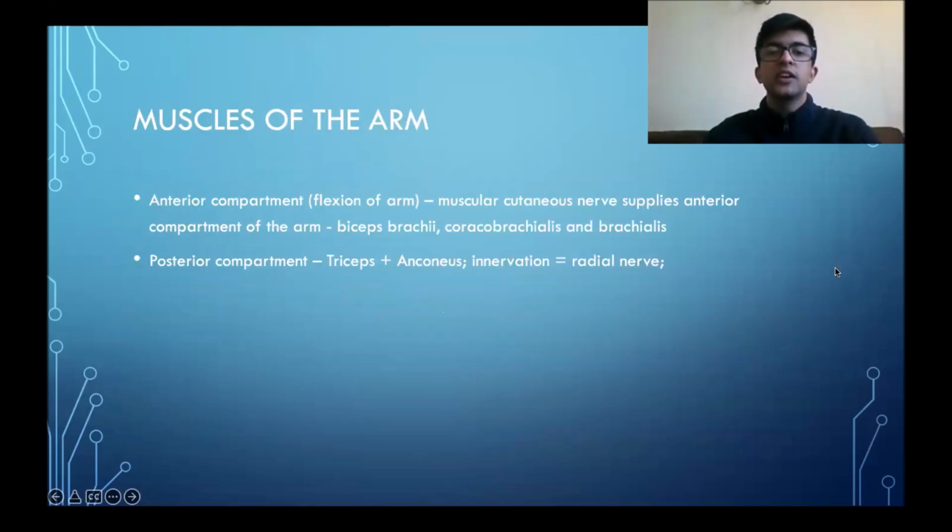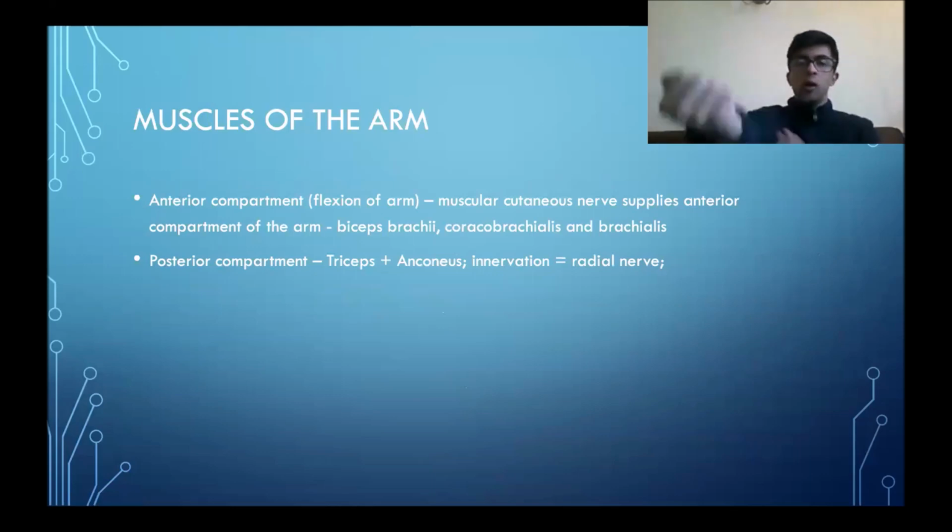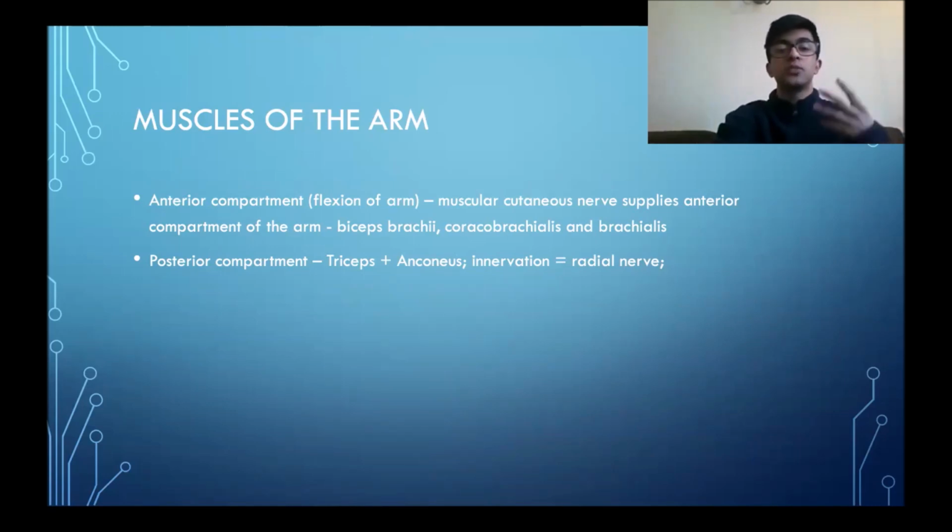Next slide, please. Okay, so this is a key thing to understand, muscles of the arm. So you have an anterior compartment, boom, posterior compartment. I've just put the key points about this. The musculocutaneous nerve innervates the anterior compartment of the arm. Within the anterior compartment, this part of the arm, because it's anterior in anatomical position, is supplied by the musculocutaneous nerve. And that means that biceps brachii, coracobrachialis, and brachialis, which are three muscles in the anterior aspect of the arm, are all supplied by the musculocutaneous nerve.